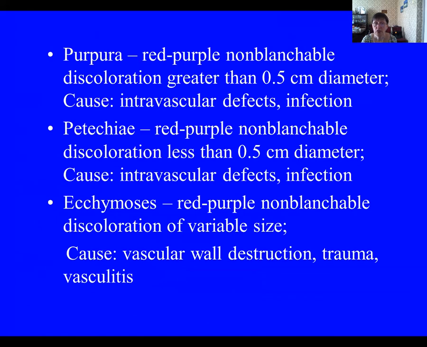So how to distinguish purpura, petechia, and ecchymosis? First of all, by size. Purpura is greater than 0.5 centimeter in diameter, and petechia is less than 0.5 centimeters in diameter, and ecchymosis may be of variable size. All these elements are non-blanchable. What does it mean? When we press on it, the color does not change and does not become the usual color of the skin.